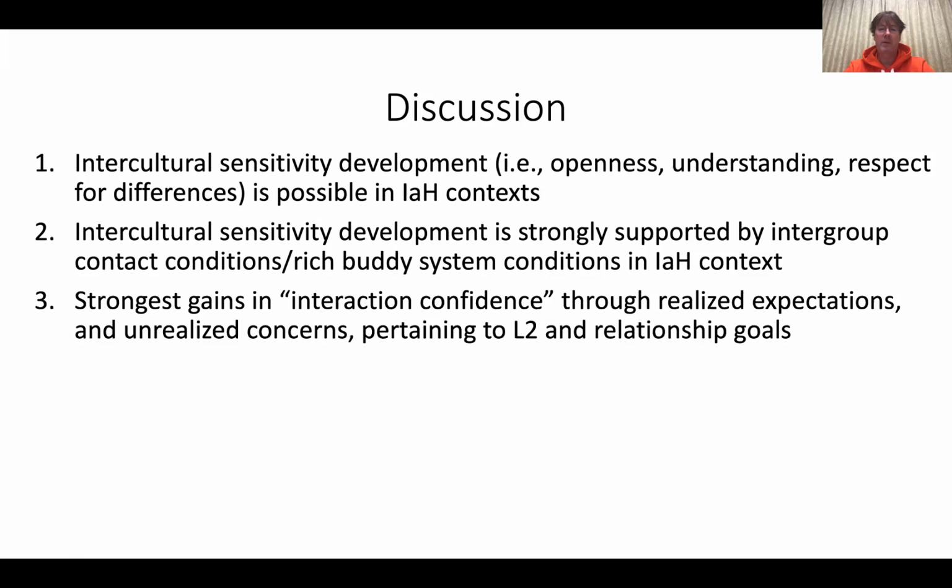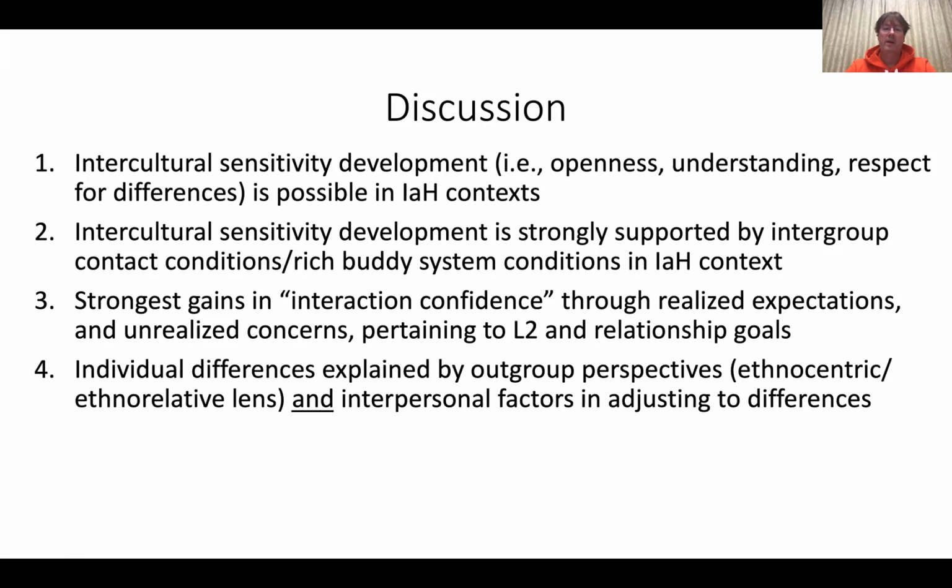As we noticed, interaction confidence was the factor that increased the most. And this largely occurred through the realized expectations and the unrealized concerns that connected to the L2 goals and the relationship goals that the Thai tutors had. So that largely helped to build their confidence overall.